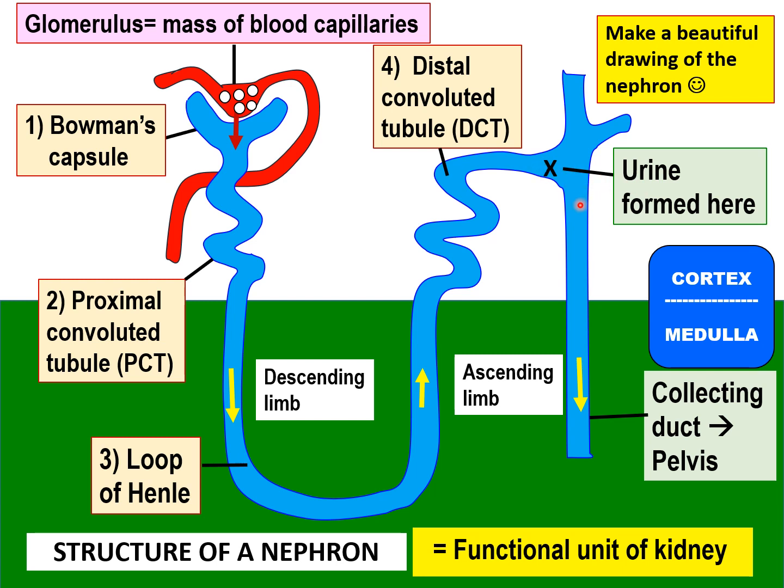Then the urine will flow out of the nephron through the collecting duct to the pelvis, and from the pelvis to the ureter. So each collecting duct here, this section is called the collecting duct. Each collecting duct is joined to more than 1 nephron. It collects the urine from more than 1 nephron. So in the kidney, there are many collecting ducts too.